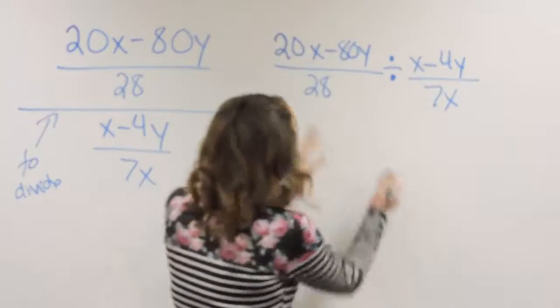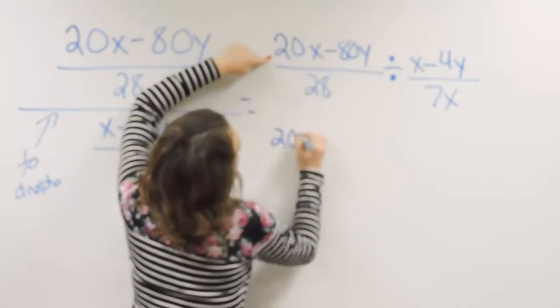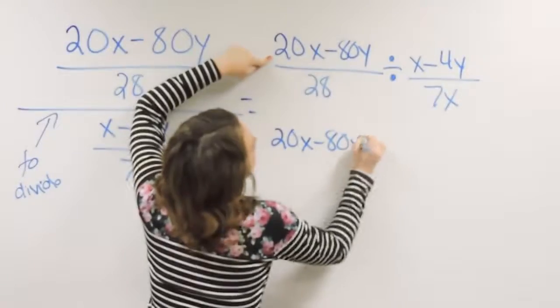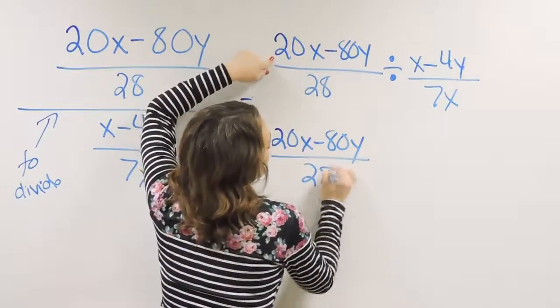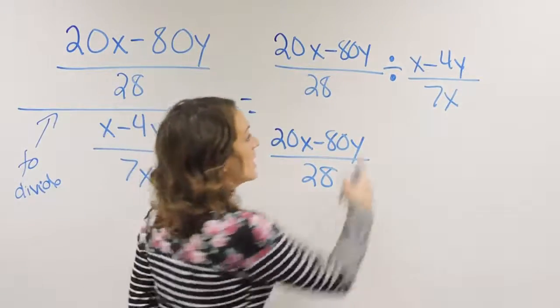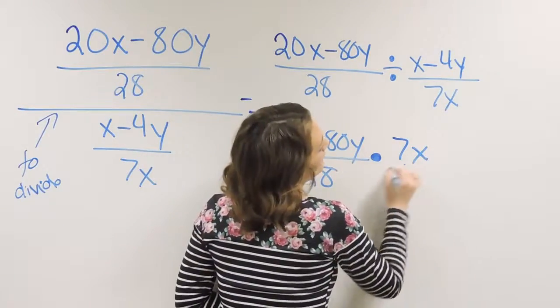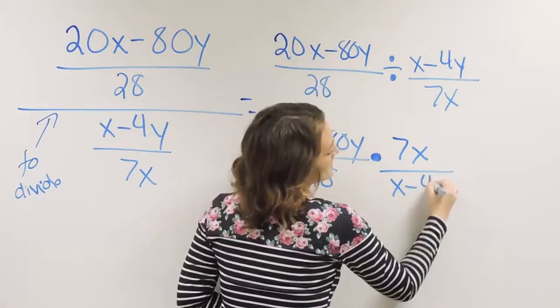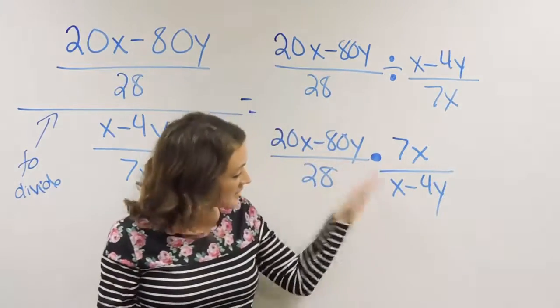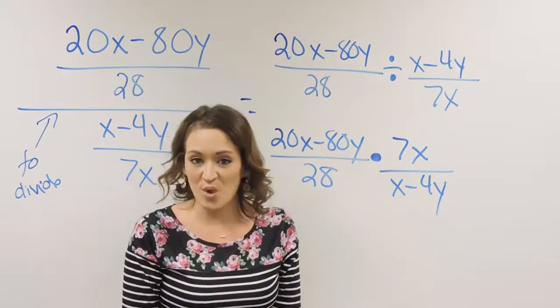Keep, change, flip. So we're going to keep the first one. That's going to stay exactly the same. We're not going to change anything there quite yet. We're going to change the division symbol to multiplication. And then we're going to flip. Another word for that is to take the reciprocal. So we'll take the reciprocal of the second one.